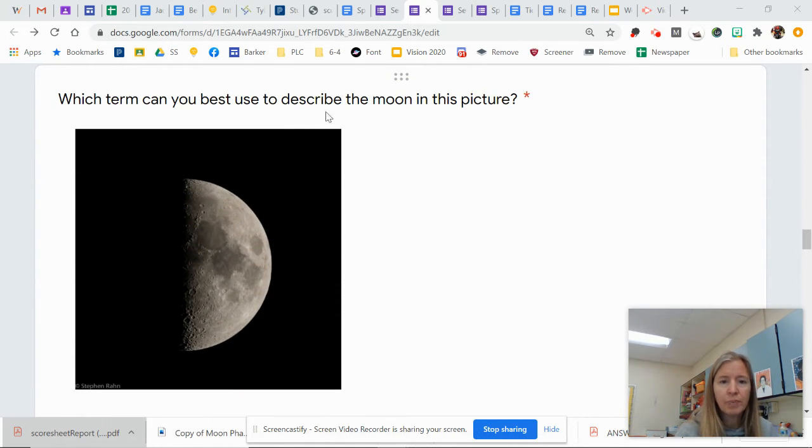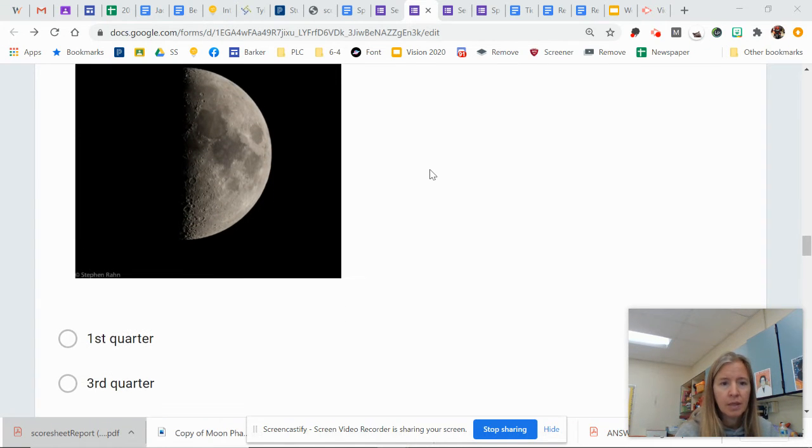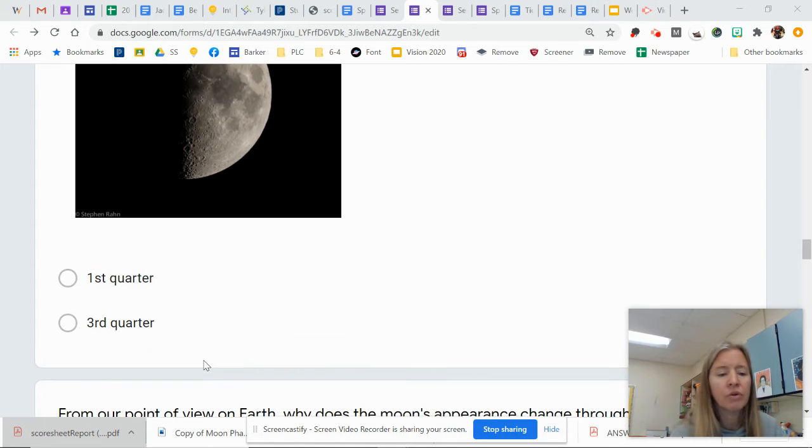Which term can you best use to describe the moon in this picture? Is this a first quarter or a third quarter? Paying attention again to which side is lit up, the right side. So does that mean it is a first quarter or a third quarter?